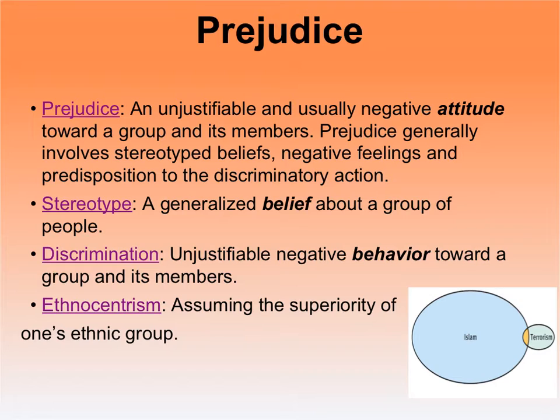Ethnocentrism is a belief that your own ethnic group is superior. So a white supremacist group would be a perfect example of that. It's saying that we are better than all of the other races or religions. That would be ethnocentrism.